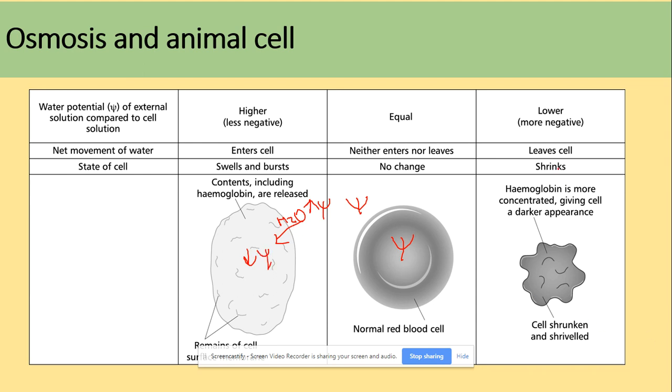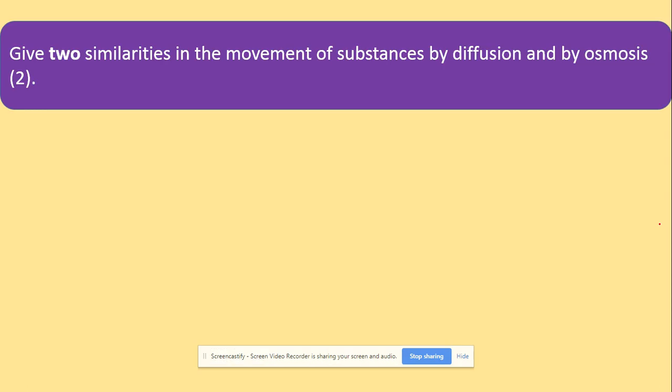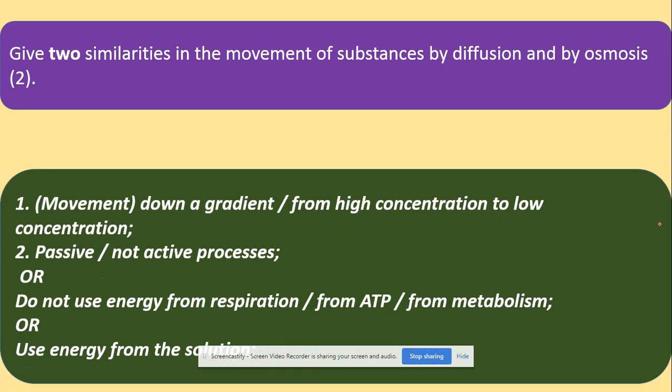Here the cell shrinks. So what happens? At the beginning there must be higher water potential inside, lower outside. So the water leaves the cell by osmosis from higher water potential inside to lower water potential outside the cell. Right, so similarities between diffusion and osmosis: movement down the concentration gradient, both passive, don't need energy.